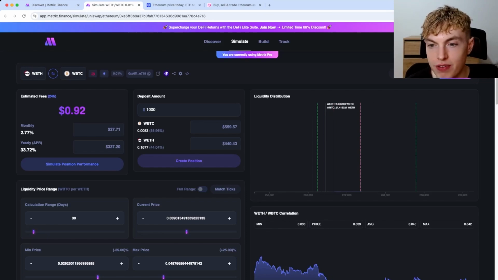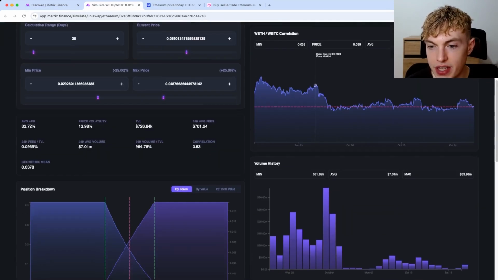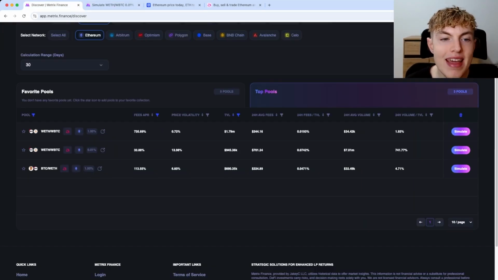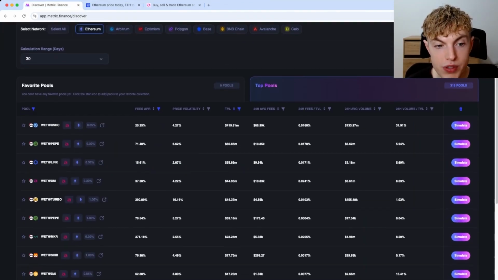Yeah, another major red flag. The liquidity distribution is messed up, as well as the volume. So these pools I would not want to enter. So at the moment, Ethereum to wrapped Bitcoin is off the list. So going back, we can see more pools that include Ethereum.